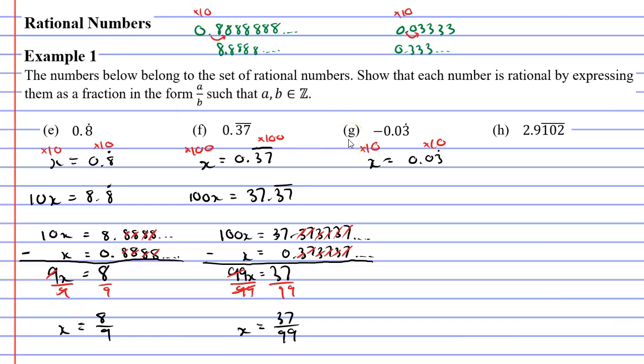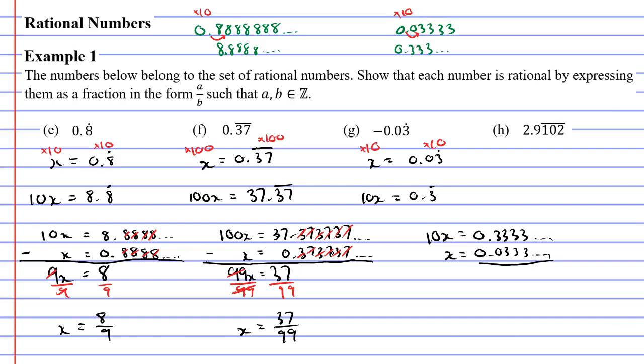So down below, I'm going to write 10x because I'm timesing by 10, which means on the right hand side, I'm going to have 0.3 repeater. Now I need to write both these equations one on top of the other. So we're going to have 10x equals 0.3333 at the top, and x equals 0.0333 repeating at the bottom.